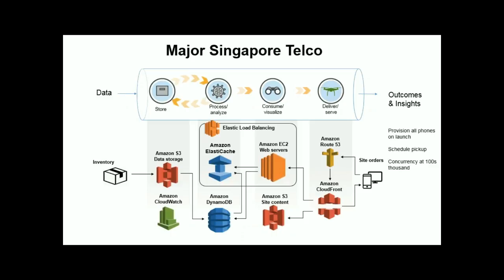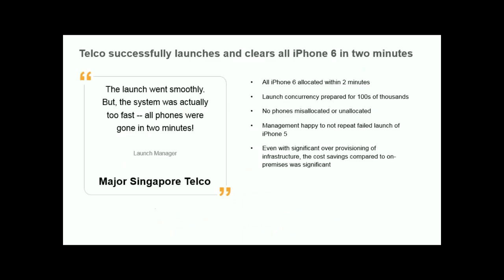Now what this looked like for the customers was that this telco was able to launch and clear all of the iPhone 6s they had in stock within 2 minutes. So actually the feedback that we got from our customer, from the telco, was the launch went smoothly, but actually the system was too fast, because everybody who was a little bit clunky on their phones, it took them some time to get through, so the stock actually cleared out a lot more quickly than we expected.